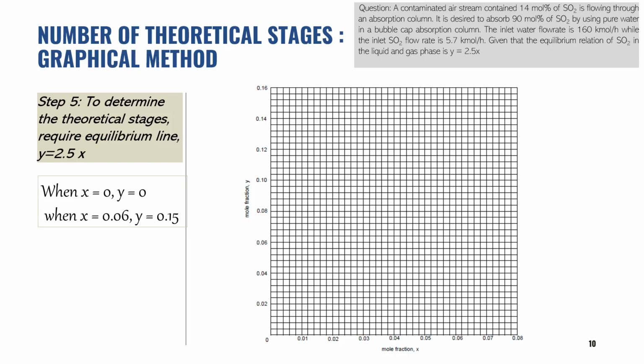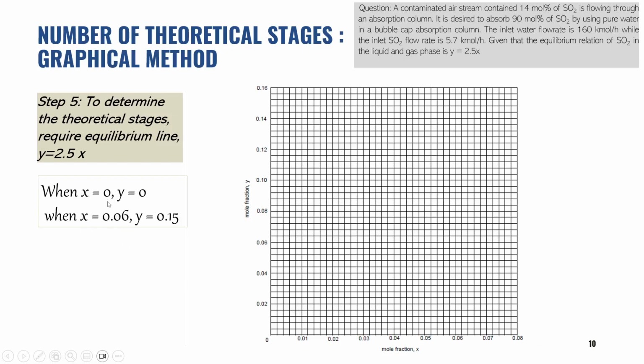So if the best possible is in the case where we only leave 10 mole percent of SO2 in the exit stream, it's more or less 0.1. All right, so we plot the graph and we pick the range within 0 to 0.1.